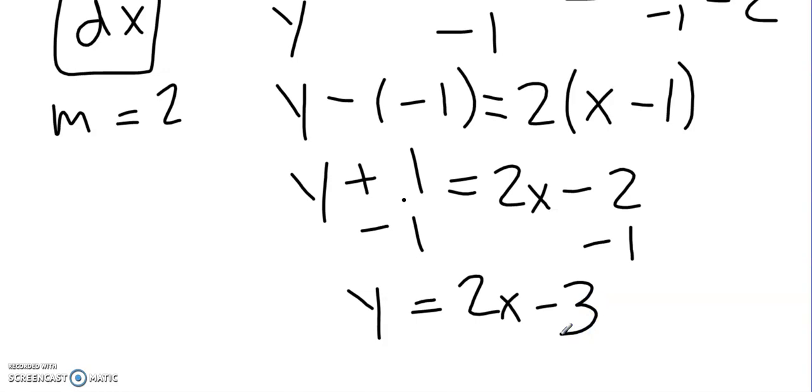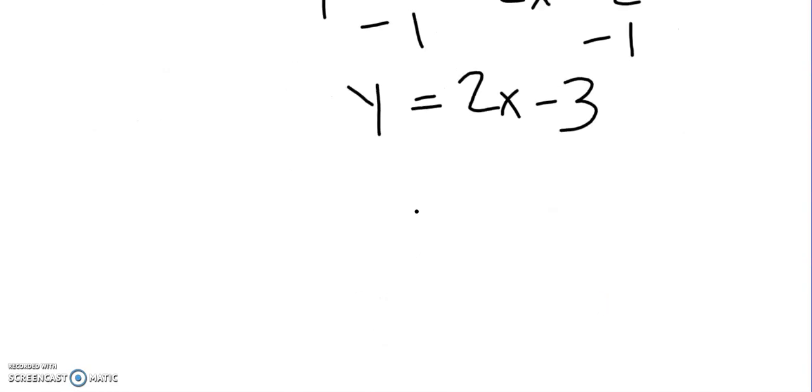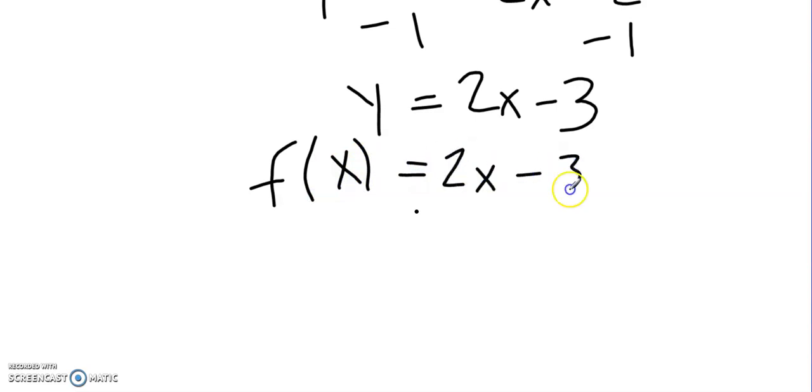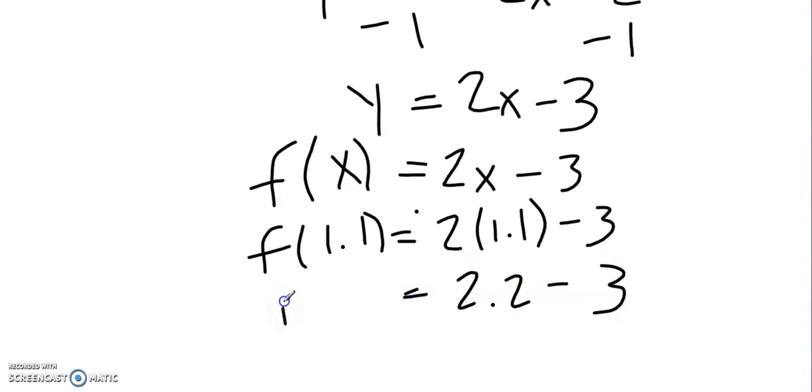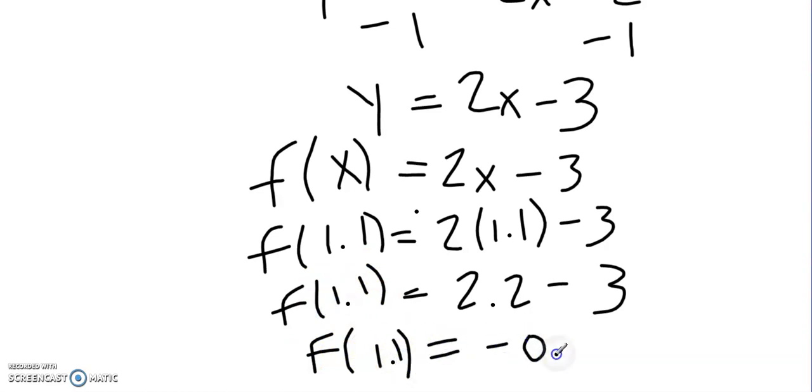So now from this, it wants us to approximate f at 1.1. So to approximate f at 1.1, let's rewrite this in function notation. Instead of y, f of x is equal to 2x minus 3. And we want to find f at 1.1. So that's 2 times 1.1 minus 3. And 2 times 1.1 is 2.2 minus 3. And f at 1.1 will be negative 0.8. Alright, so that is part B.